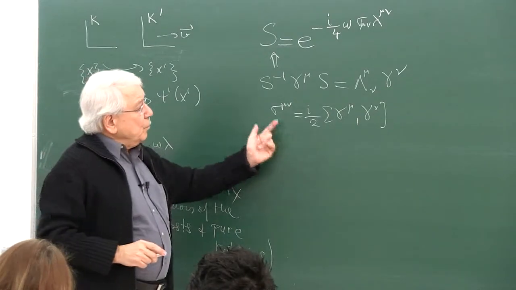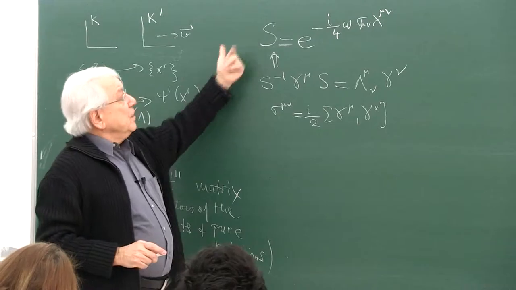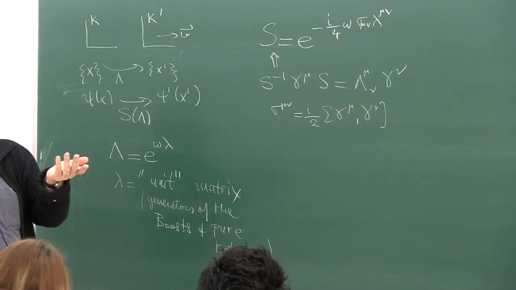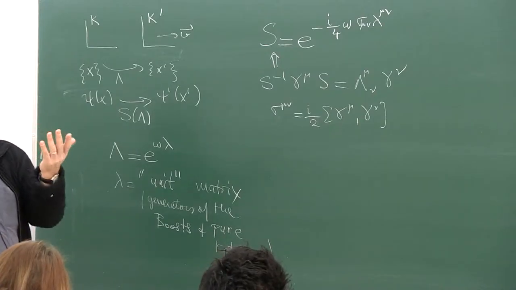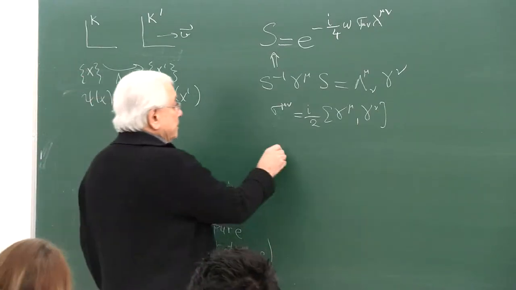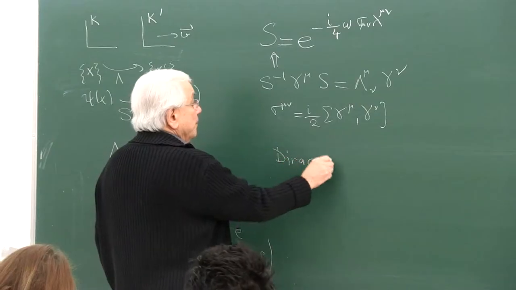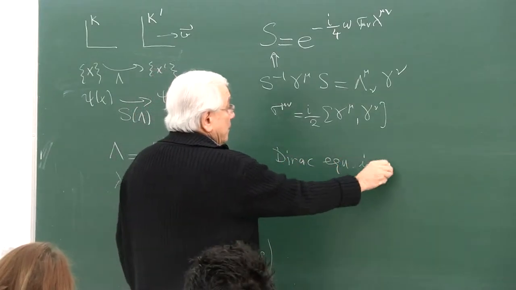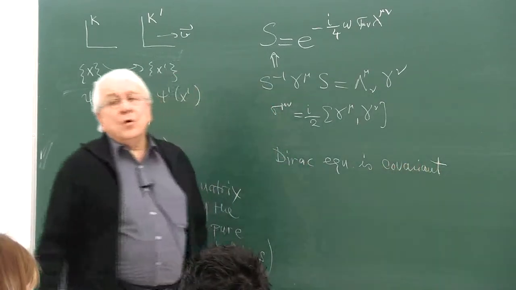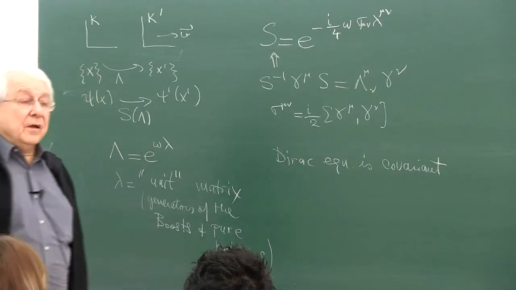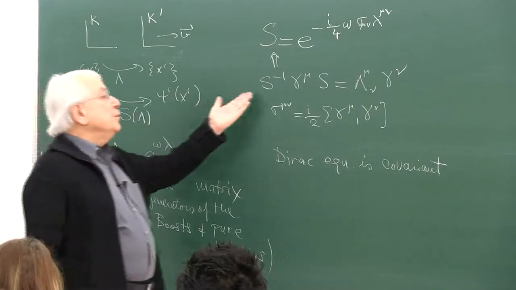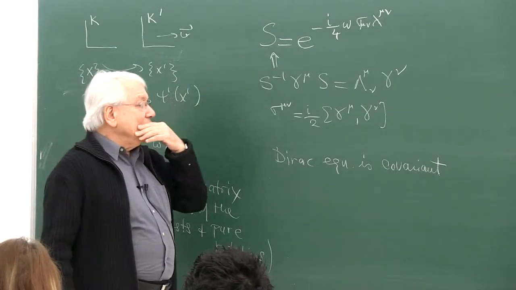That is, the form of the sigma mu nu and the S, which actually does the transformation, so that the primed equation has the same form as the unprimed equation. That is, the Dirac equation is covariant, has the same form. In a sense, the requirement of covariance enabled us to construct the S, or the underlying equation, and the solution S in that form.